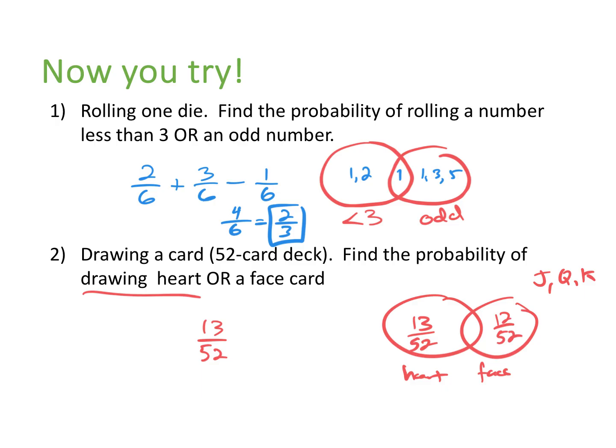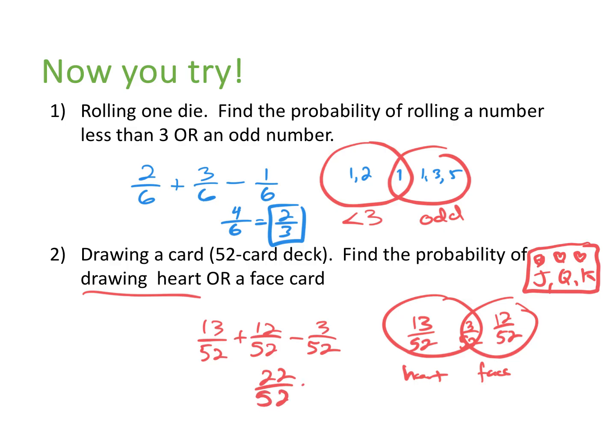The overlap there was specifically the jack of hearts, the queen of hearts, and the king of hearts. Trying my best to draw a heart there. So those would be all the overlap that are both hearts and face cards. And so those would be 3 out of the 52 that we counted twice. So the setup here would be 13 out of 52 hearts plus 12 out of 52 face cards, and we counted all the hearts that are face cards twice, so that would be the 3 out of 52 total cards. If you add these up and subtract the 3, you end up getting a 22 out of 52 chance, which reduces to an 11 out of 26 probability there.